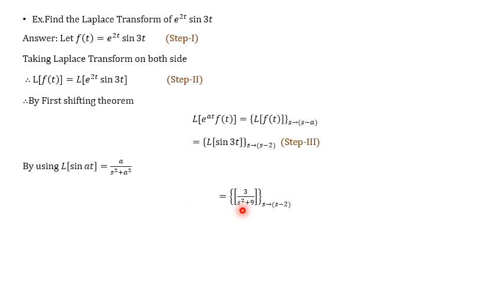So our next step is 3 upon s square plus 9, because 3 square is 9, and replace each s by s minus 2. So this step is as it is. In the next step we have to replace each s by s minus 2. So we get 3 upon (s minus 2) whole square plus 9, and this is the Laplace transformation of e^(2t) times sin 3t. Thank you.